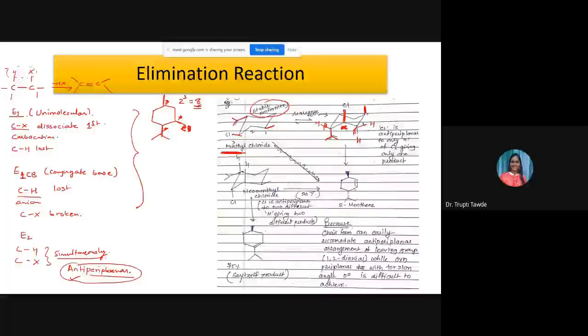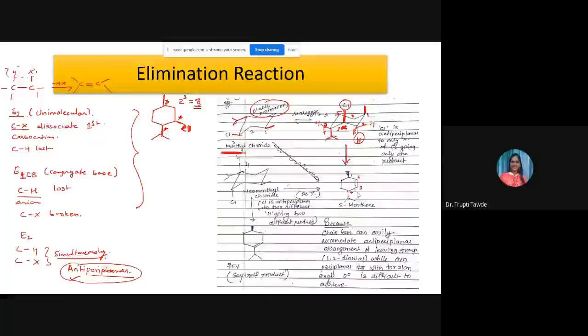Okay, so if I number this 1, 2, 3, 4, 5 and 6, now between this 2 and 3 carbon atom, what is going to happen? The second carbon will lose the proton and the third carbon will lose the chlorine, so that between second and third carbon there will be formation of a double bond. Okay, and if the double bond is formed, I'm going to end up with this product. This is called 2-menthene because there is a double bond between second and third carbon.